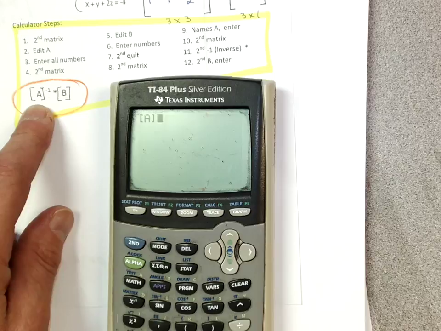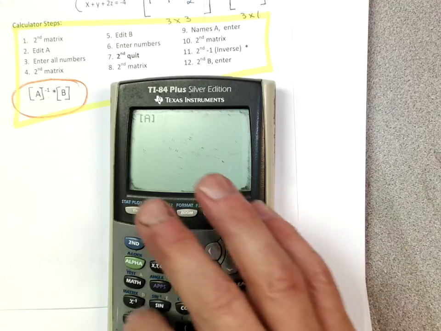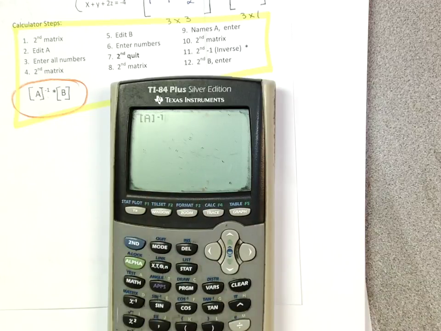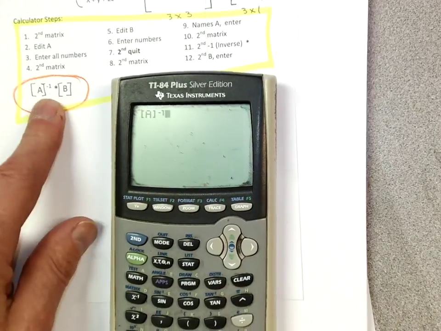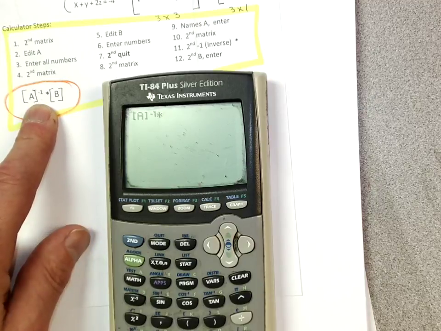Everybody good? Now I need this little inverse symbol. The little inverse symbol is x to the -1. See that little button? I need that button right there. See the x to the -1? So I push that. It gives me a little -1. Now you got to go times, because I'm trying to do this symbol here. Times, symbol times. And then I got to find B.